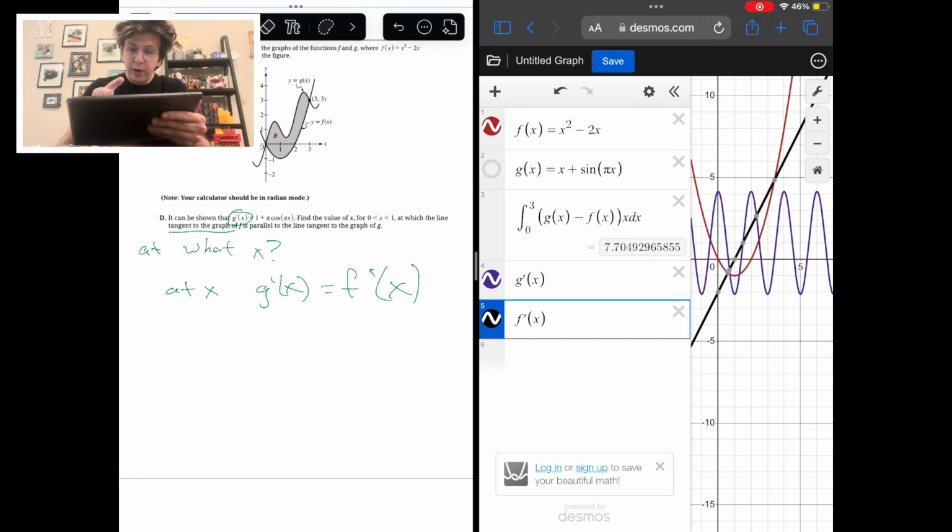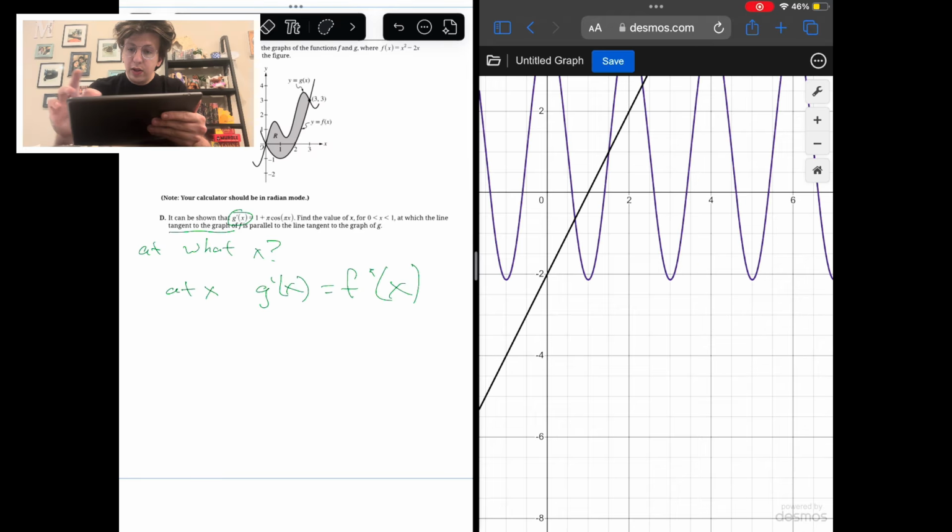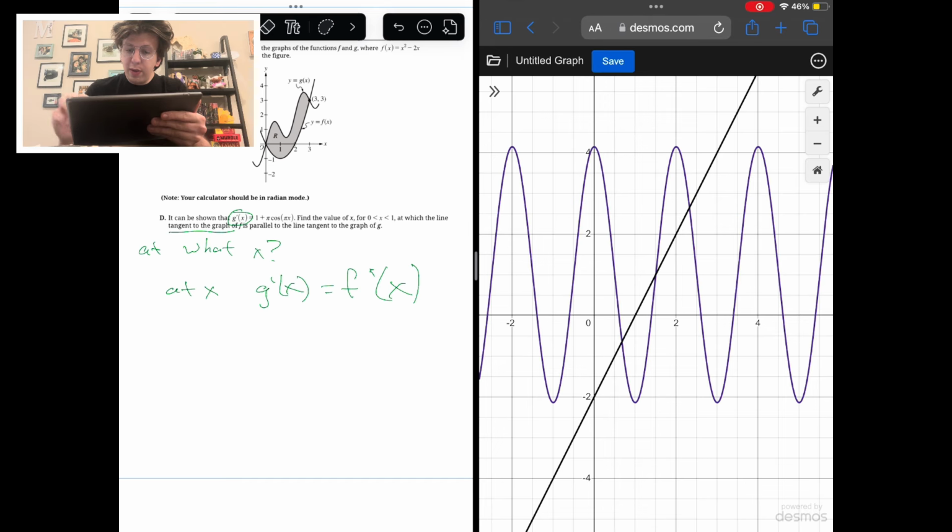All right, I'm only going to show the ones that we want. We are looking in between 0 and 1, so between 0 and this line right here. Click where they intersect, and that is going to be at the x value of 0.675.